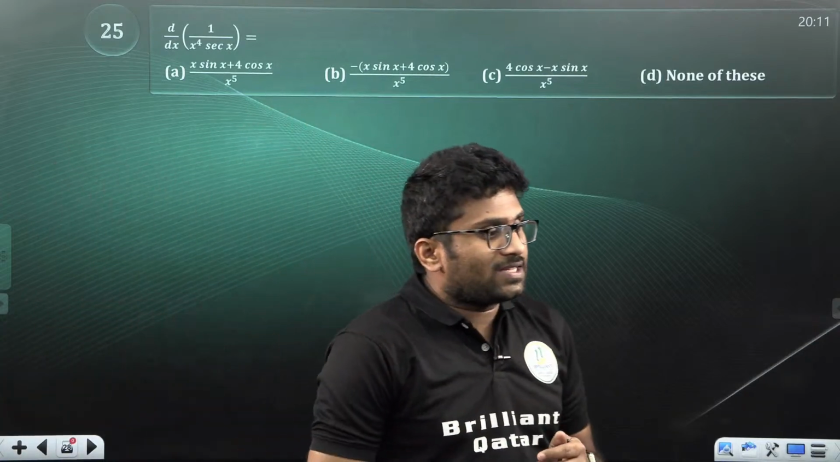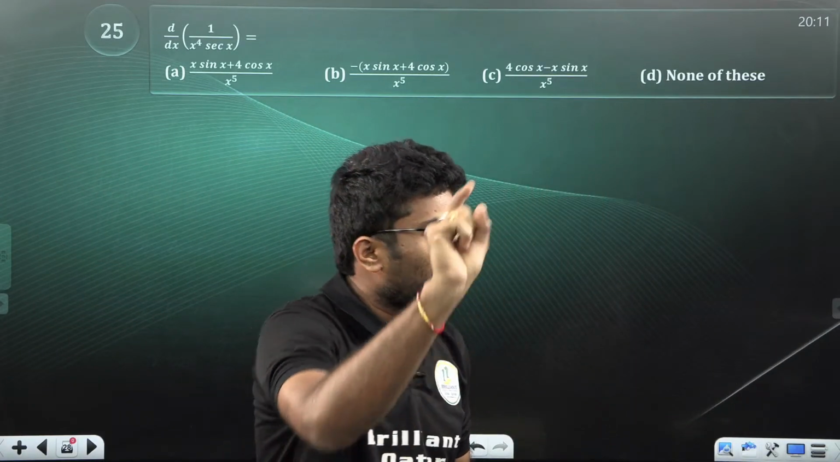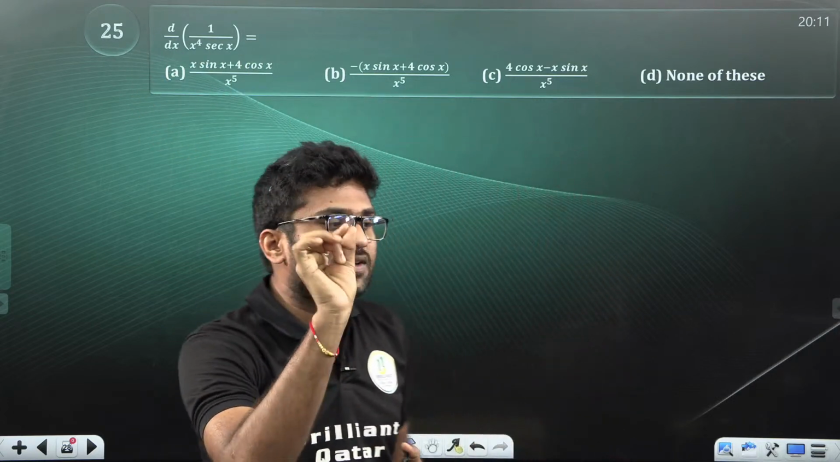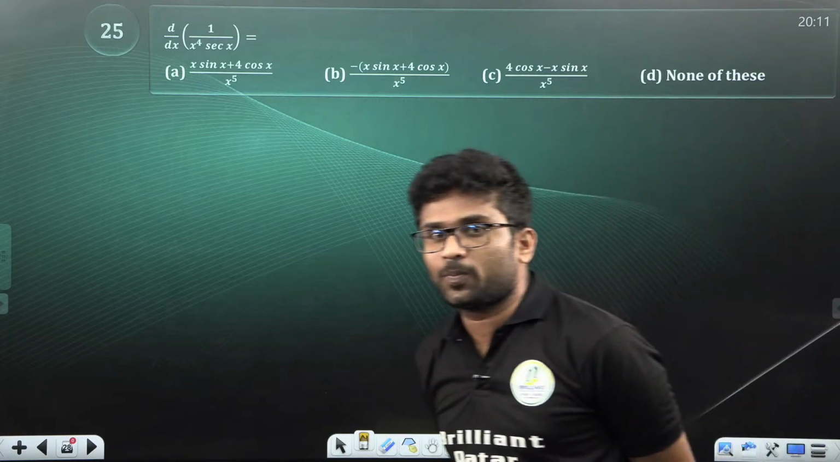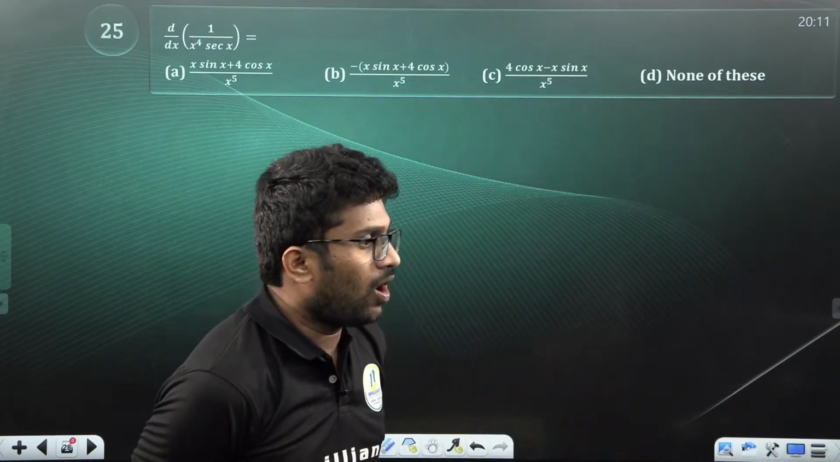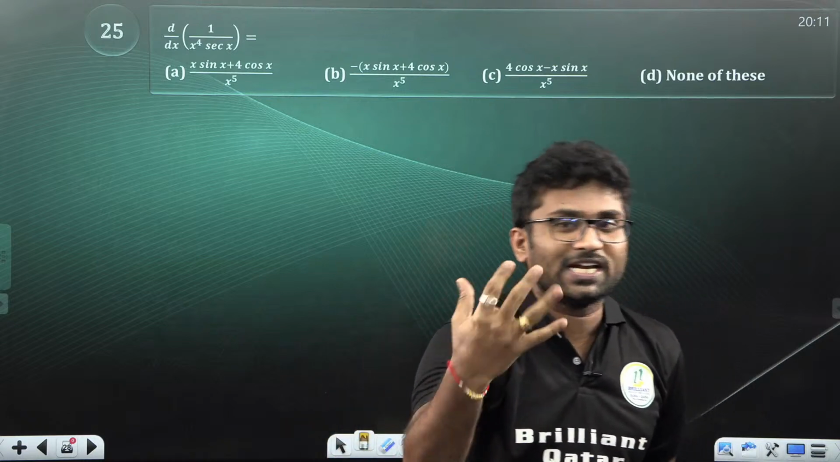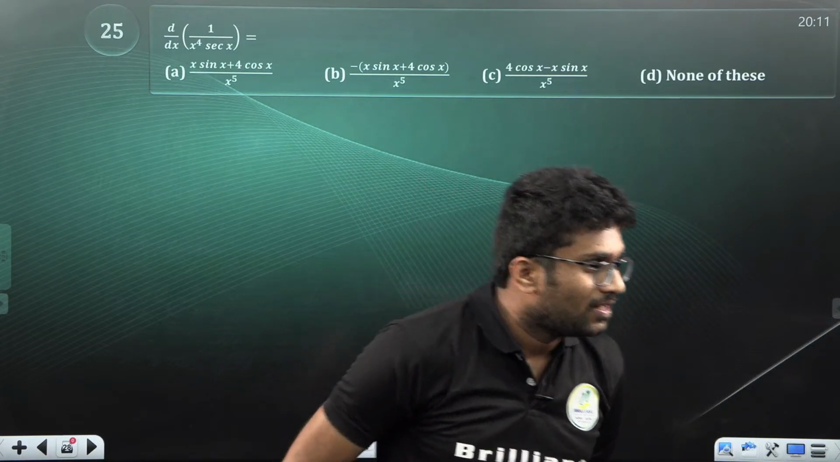d by dx of 1 by x power 4 into secant x. Friends, if you tell me the first step, that's enough. What will be the first step to proceed with it? What will be the first step? Guys, I need response from you. It's not a movie to watch.